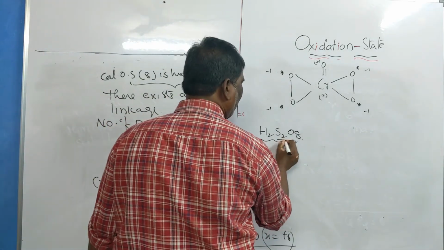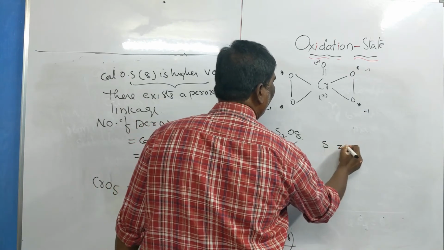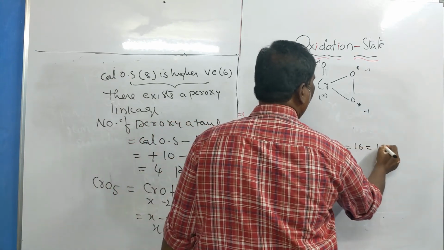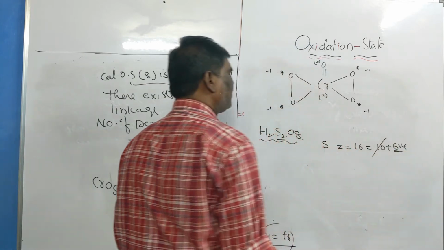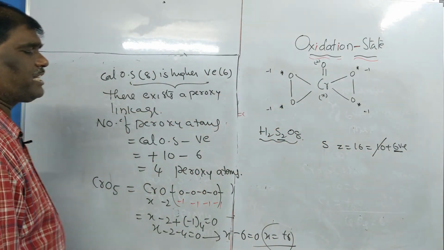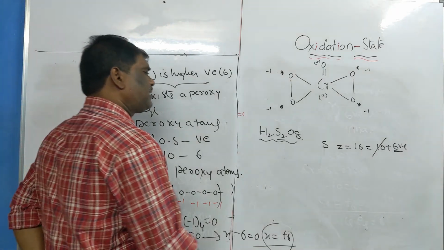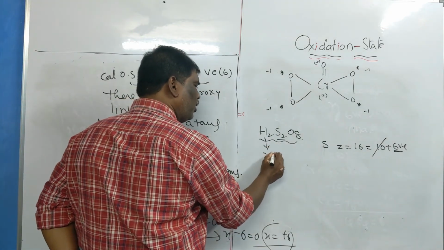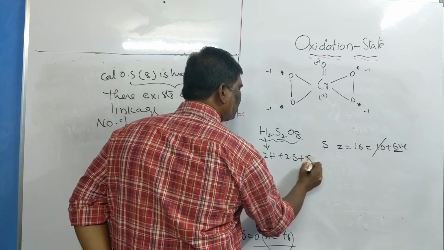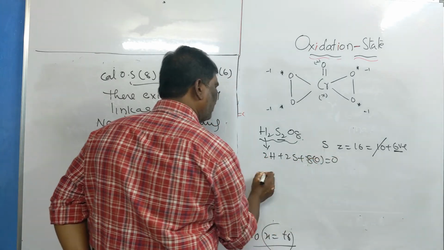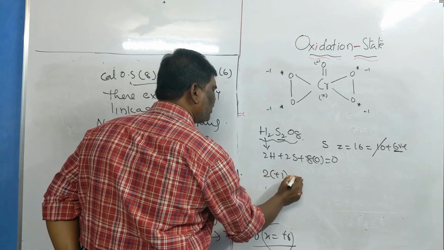First of all, the central atom is sulfur. Sulfur atomic number 16, 10 plus 6. So maximum valence electrons are 6. Maximum oxidation state is expected as plus 6. But on calculation we get 2 hydrogens, 2 sulfurs plus 8 oxygen atoms. The sum of oxidation states is equal to 0.